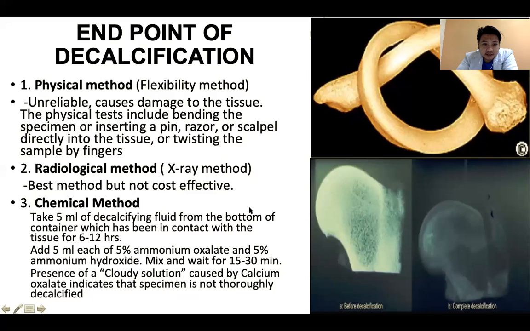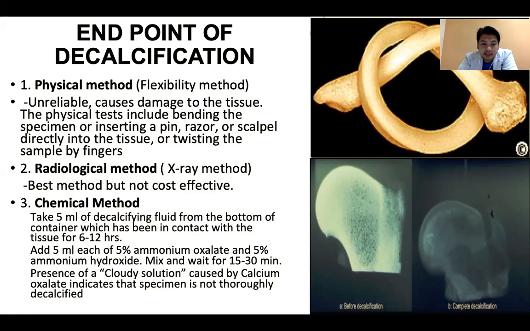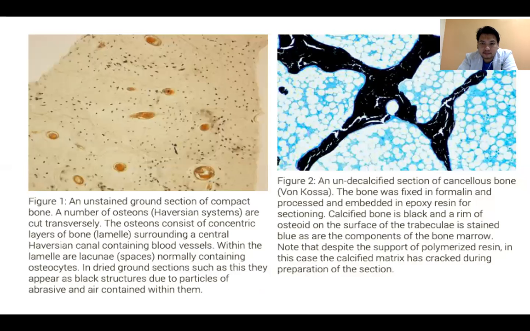So chemical method takes 5 ml decalcifying fluid from the bottom of the container, which has been in contact with the tissue for 6 to 12 hours, and then add 5 ml of each 5% ammonium oxalate and 5% ammonium hydroxide. Mix and wait for 15 to 30 minutes. The presence of cloudy solution caused by calcium oxalate indicates the specimen is not thoroughly decalcified. Okay. Pag nag-cloudy siya, class, ibig sabihin hindi pa thorough decalcified yung ating specimen.